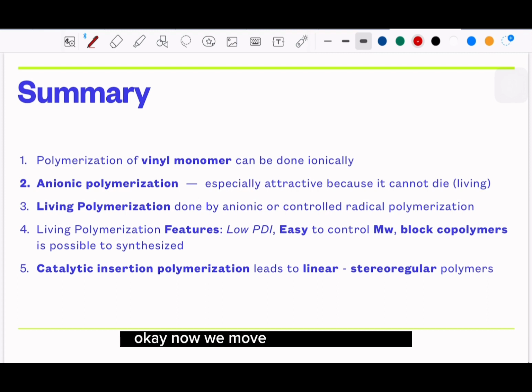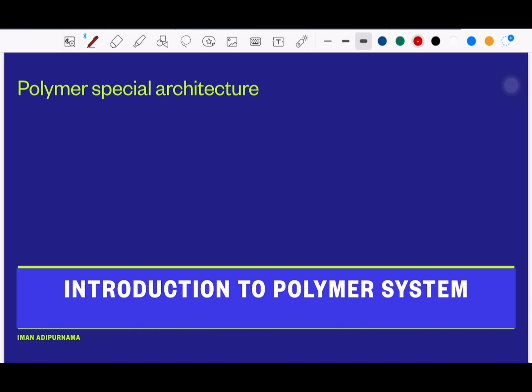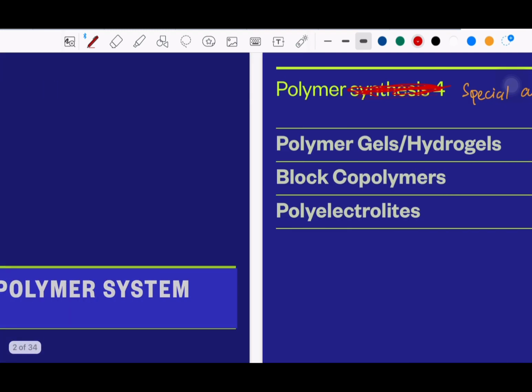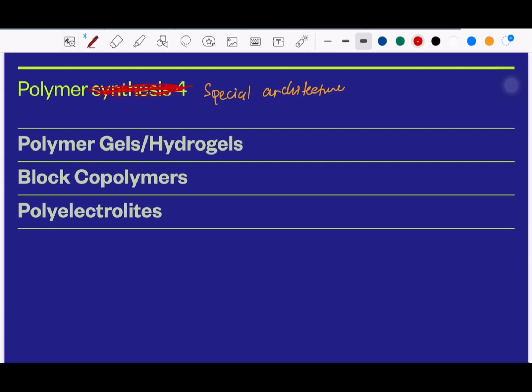Okay, now we move to the next section, which we call the polymer spatial architecture. This is an additional topic on the term spatial architecture. We are going to see at least three different sections. First we are going to talk about hydrogel or polymer gels. The second is block polymers, and then the polyelectrolytes.